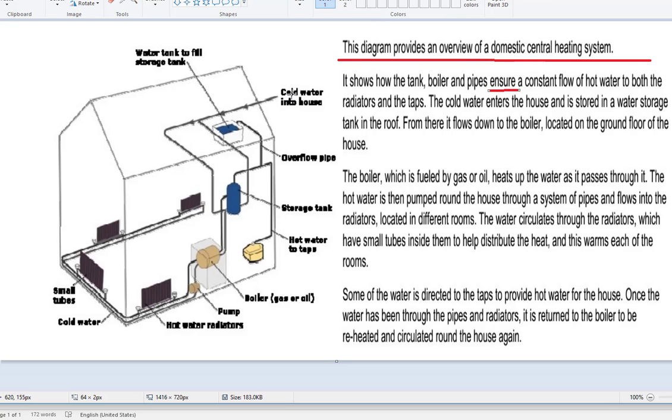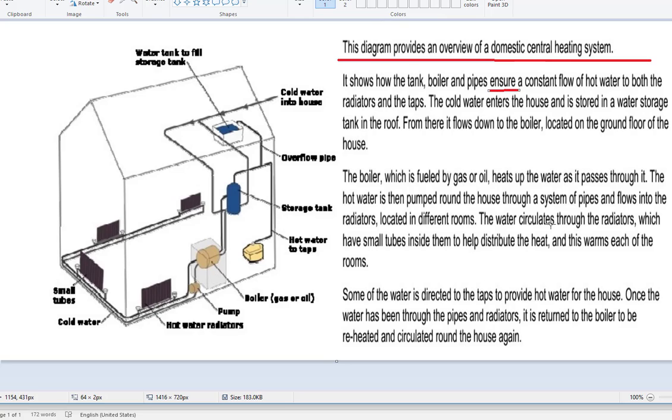Cold water enters the house. Okay, so logically we start here. Stored in a water storage tank. Next step, that's logical. It flows to the boiler. The boiler, which is fueled by gas or oil. Okay, we see that from here. Heats up the water as it passes through it. Okay, the hot water is then pumped around the house through a system of pipes. Okay, so pump, see pipes.